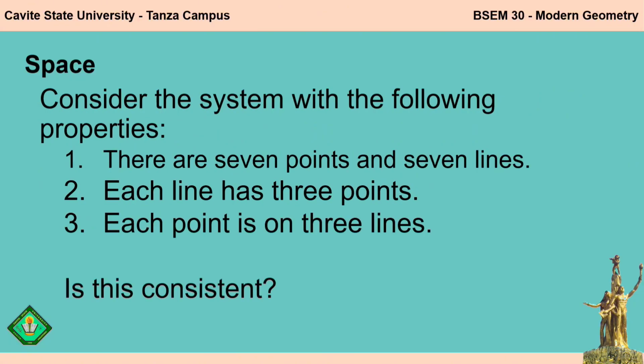So here's a little structure to think about. Suppose we have 7 points and 7 lines, where each line contains 3 points and each point lies on 3 lines. This kind of system is simple, yet rich in structure. It helps us explore foundational geometric ideas without overwhelming complexity. Is this system consistent? Let's see in the next slide.